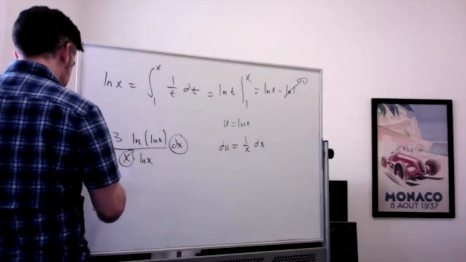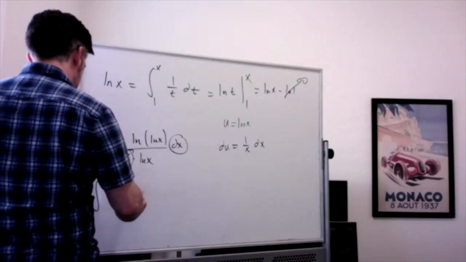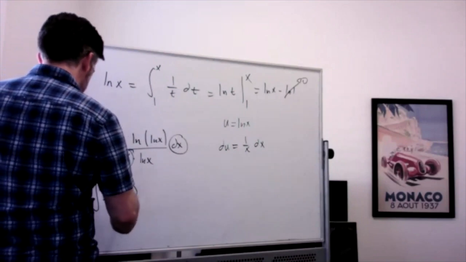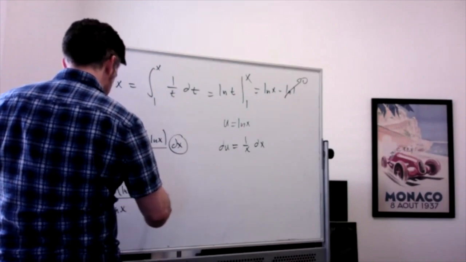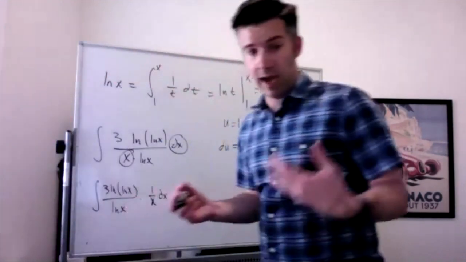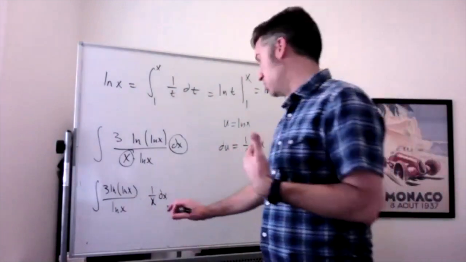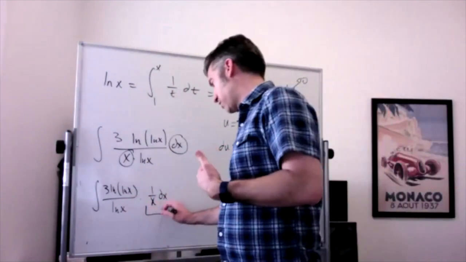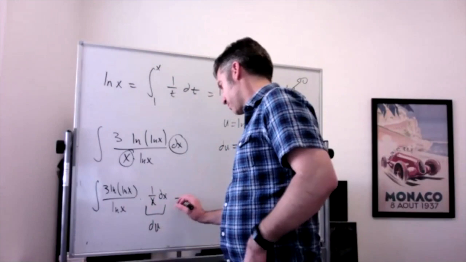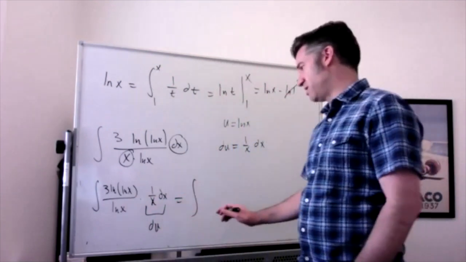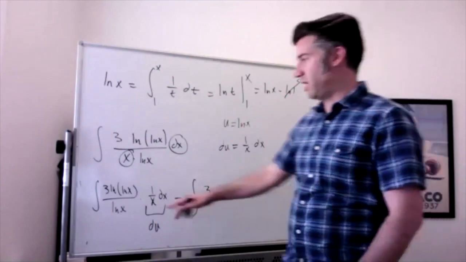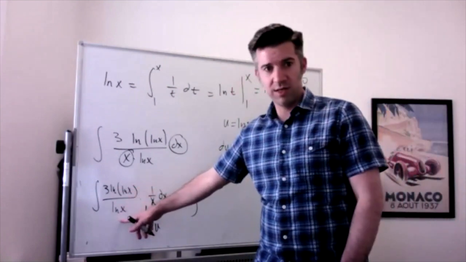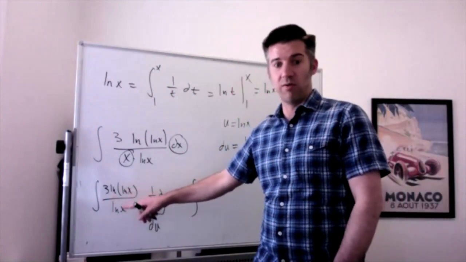So this is 3 natural log of x over natural log of x times 1 over x dx. And again, I'm always making the choice to deal with the du dx stuff first. So then I can say that this is the integral of 3. Now be careful, it's not u, it's the natural log of u over u.